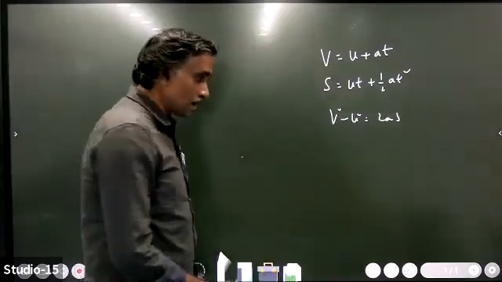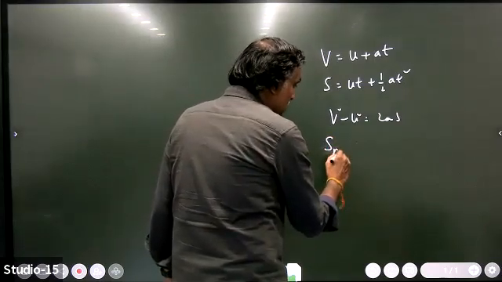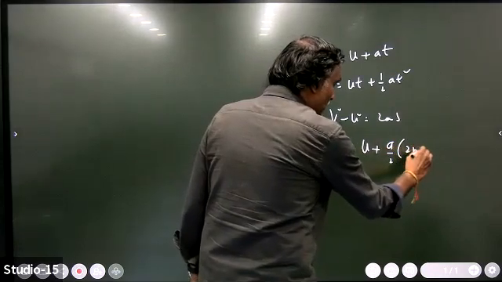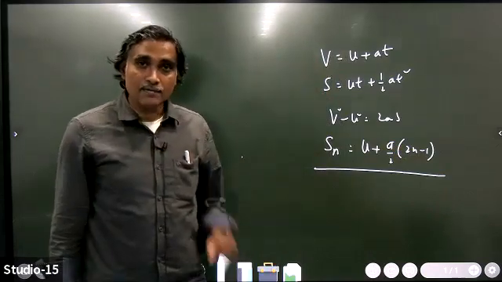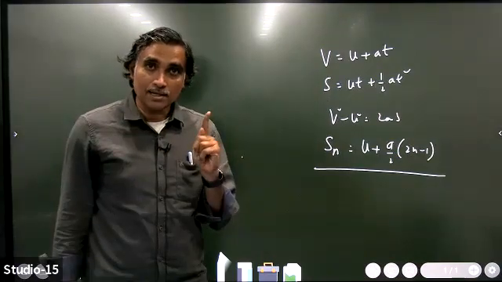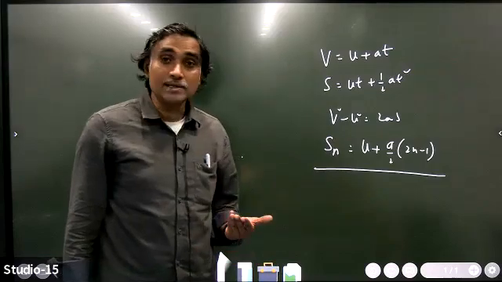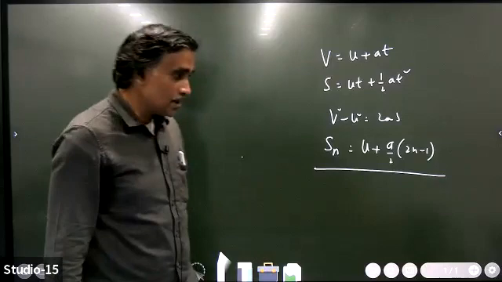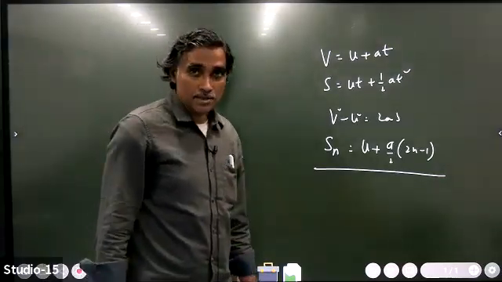And one more formula, that is displacement during the nth second. So what is displacement during the nth second? Sn is u plus a by 2 into 2n minus 1. That is displacement during the nth second. The nth second is a 1 second time interval. For example, displacement during the 9th second means it is between 9 seconds and 10 seconds. So these are the formulae we use when a particle is going along a straight line with uniform acceleration.